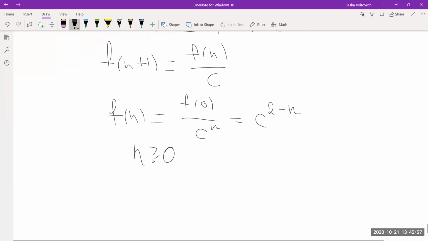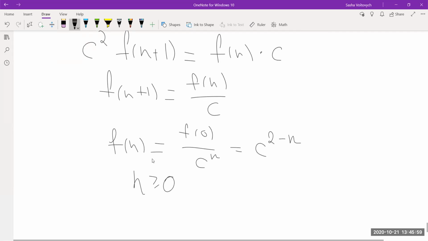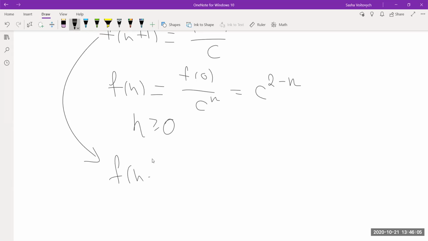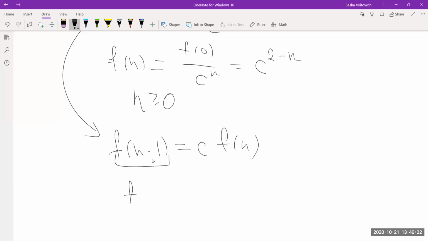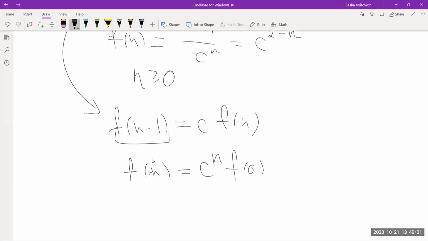Now for negative n, this is equivalent to saying f(n-1) is equal to c f(n). So now we have a recurrent relation that goes down: every time n decreases by 1, the value of f increases by c times. So for f(-n), it is equal to c to the power of n times f(0), which is c^(2+n).